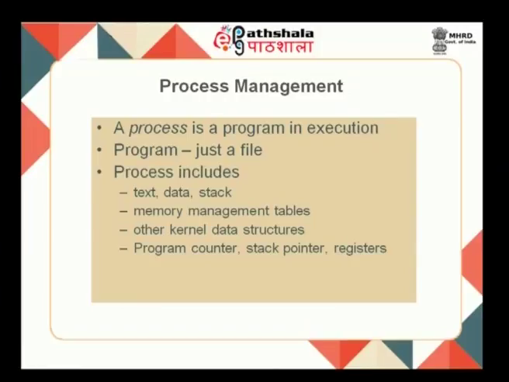So, first we learn about process management. Before getting into process management, what do you mean by a process? We all know what a program is. We all have written programs, say in C, C++ or any other language. What is the difference between a program and a process? A program is just a file where you have a set of instructions written in some language. It can be a high level language or an assembly language or whatever. And when you compile this program and run it, you get a process.